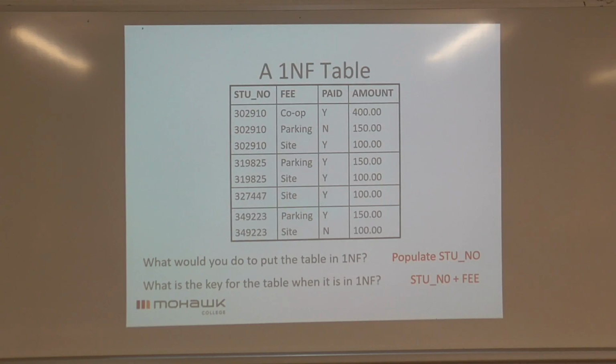So, the key for this table is a composite key, student number plus fee. Now, I kind of don't like the term fee, because fee sounds like it should be a number to me, but you are charged a fee. This is like a category of fee. Fee sounds like it could be a different name for amount. Yeah, like service instead or something. Or charge type, or whatever. Charge type, yeah.